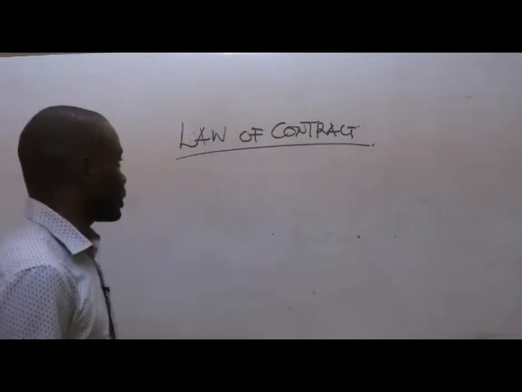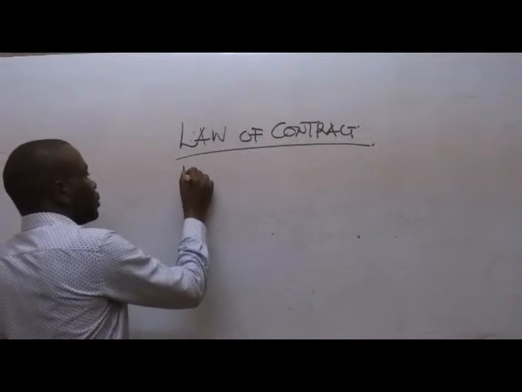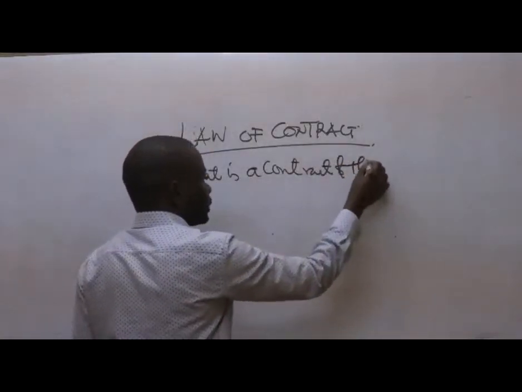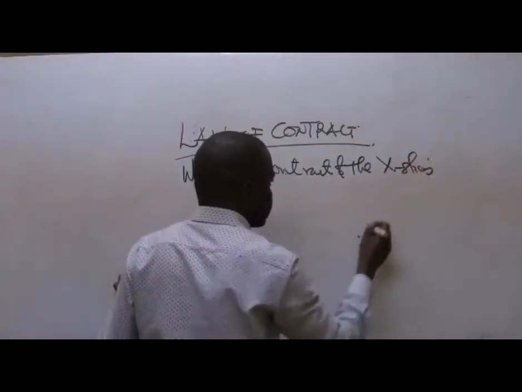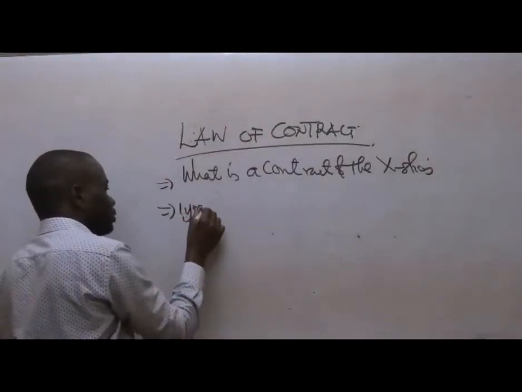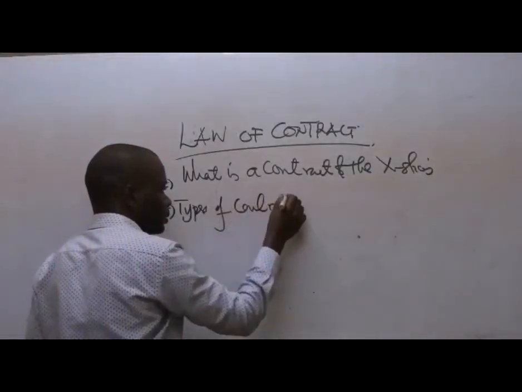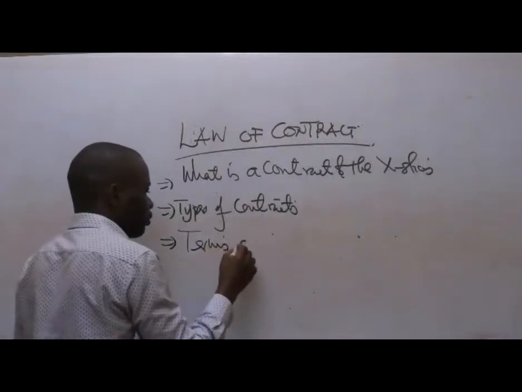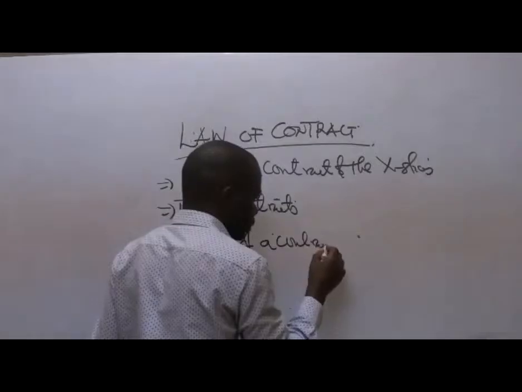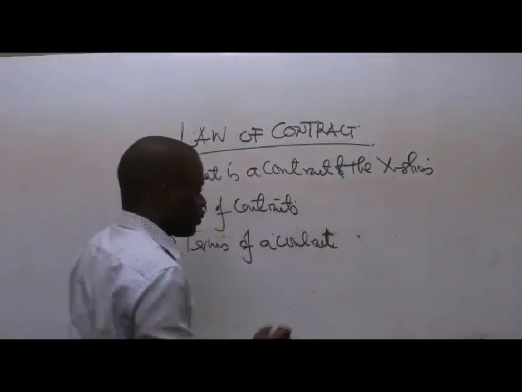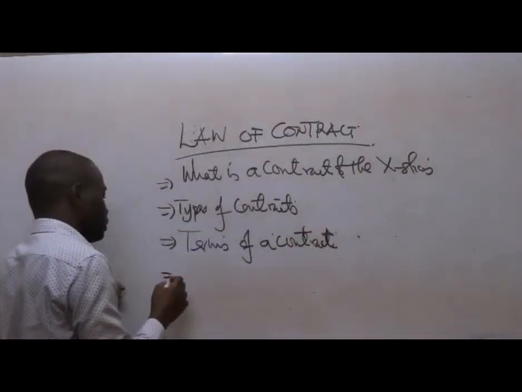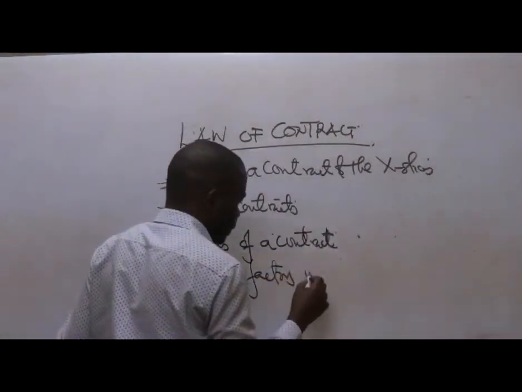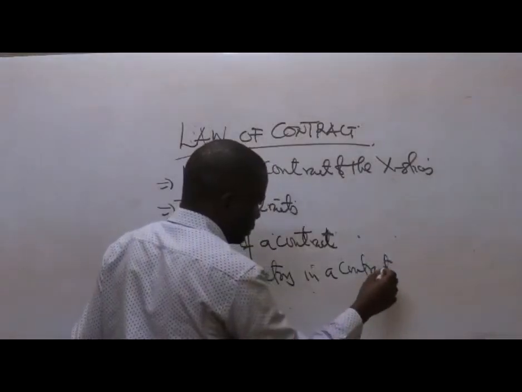So of course, what you need to understand here is what is a contract, and the characteristics, then the types of contracts you can have, and you need to be able to understand also the terms of a contract. Then what we call vitiating factors in a contract.